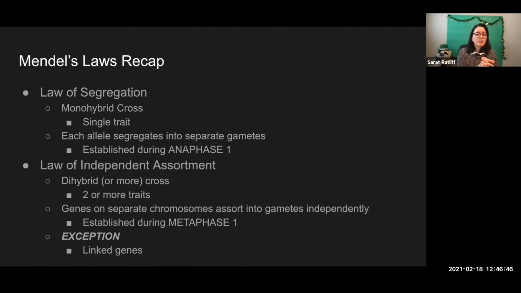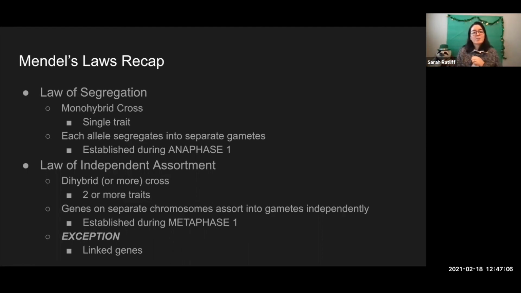The law of independent assortment applies to dihybrid crosses or more. If you want to compare 5 traits, you can do that and you can see the law of independent assortment happening. For my class, we're not going to get any bigger than dihybrid. It gets super complicated and messy. I don't need more than 2 traits to compare at a time.